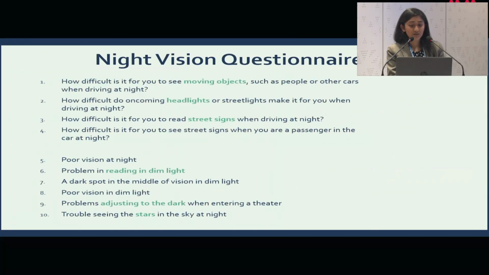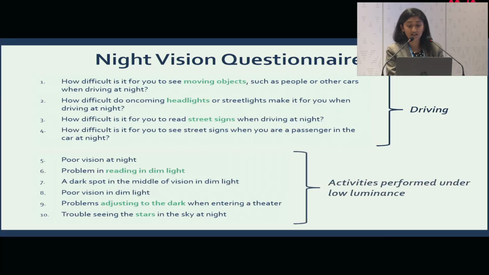So the NVQ-10 was designed to measure functional vision under low luminance conditions among people with AMD. It's a brief 10-item questionnaire that asks about driving at night, as well as performing activities under dim light, like reading, adjusting to the dark when entering a theater, and seeing stars in the night sky.